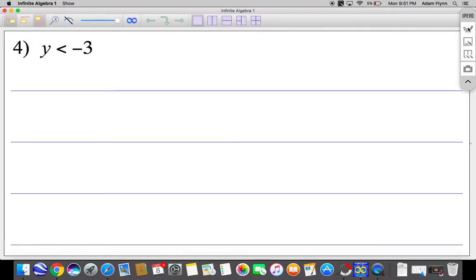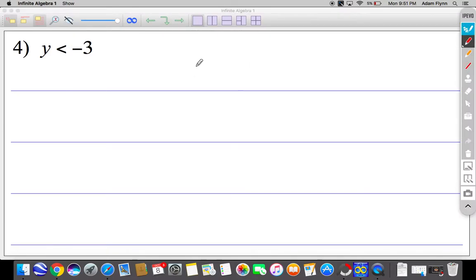Number 4, we have y is less than negative 3. Whenever we have a greater than or less than sign, it will be dotted, meaning it is excluded.